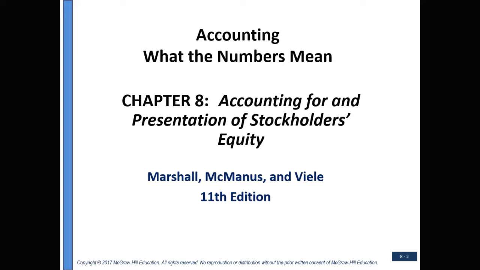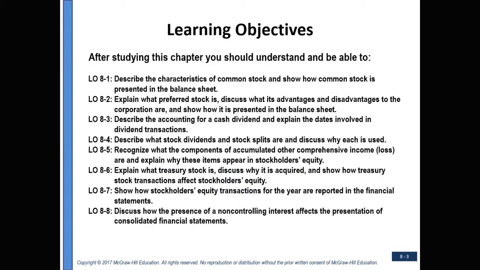Chapter 8 is about the ownership claim on the assets and how we account for the presentation of stockholders' equity. As you're moving through this chapter, you're going to be exposed to, and you should be able to understand by the end, the basic characteristics of common stock and how common stock is presented on the balance sheet, what preferred stock is, and discuss what its advantages and disadvantages are to the corporation, and show how it's presented on the balance sheet. Describe the accounting for cash dividends and the dates involved in the dividend transactions.